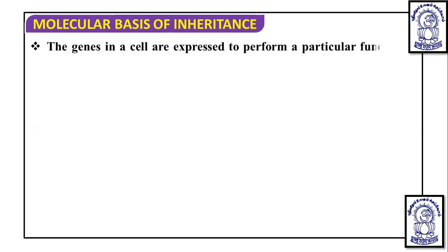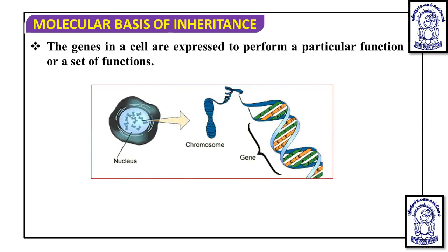The genes in a cell are expressed to perform a particular function or a set of functions. If we talk about genes in a cell, the genes express and form a particular protein, and that protein is responsible for a particular phenotype. So a gene has the ability to code for one phenotype or a particular function or a set of functions. See, this is the nucleus. In the nucleus, the chromosomes are there. In chromosomes, DNA is there, and in DNA, these genes are located.